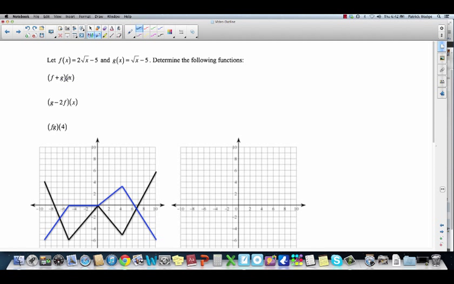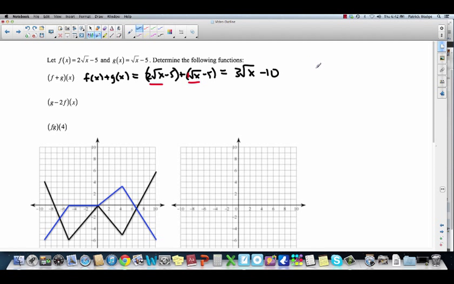So in this one, if we wanted to know what f plus g of x is, we'd be taking f of x and adding g of x. F of x is 2 root x minus 5. We're going to add on g of x, and g of x is root x minus 5. Combine your like terms. You can add the root x's together. 2 root x plus 1 root x, right? There's 1 root x there. That equals 3 root x. And then negative 5 plus another negative 5 is negative 10.